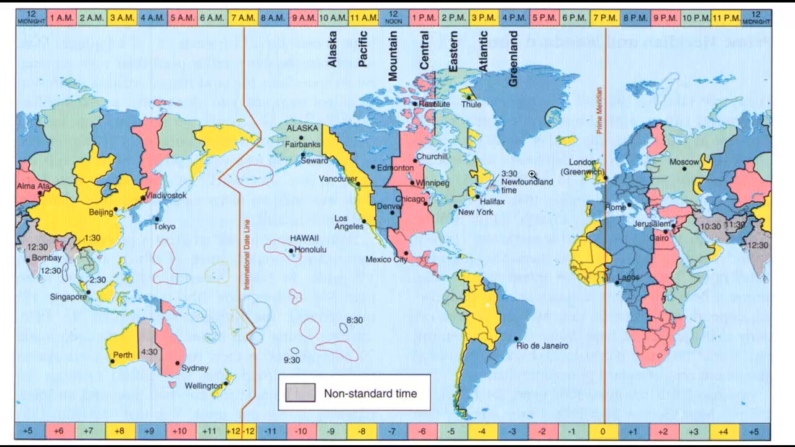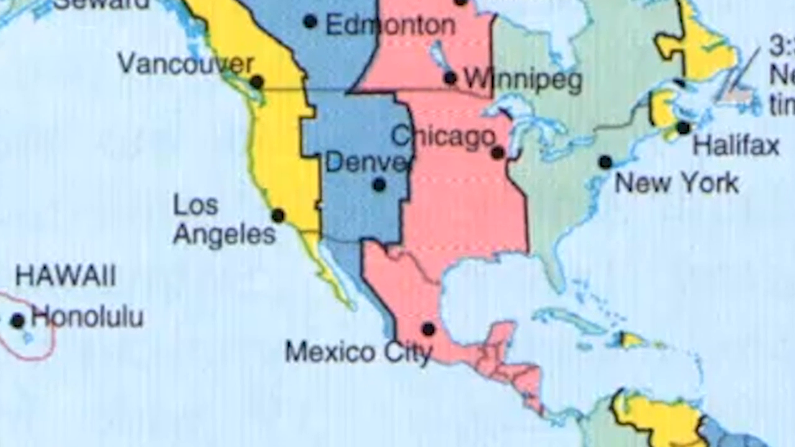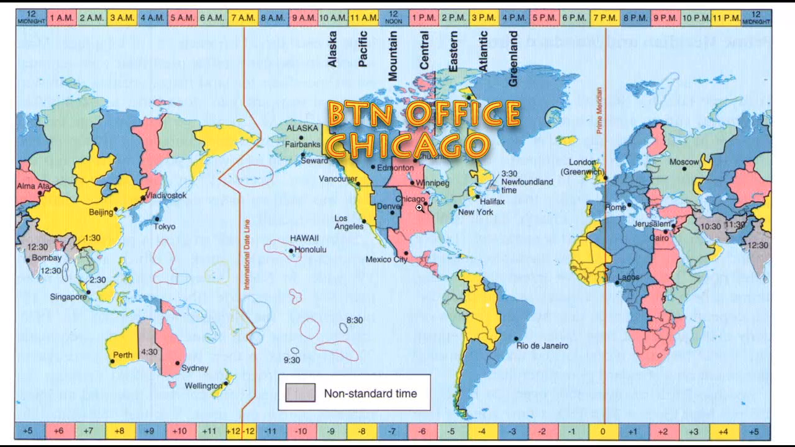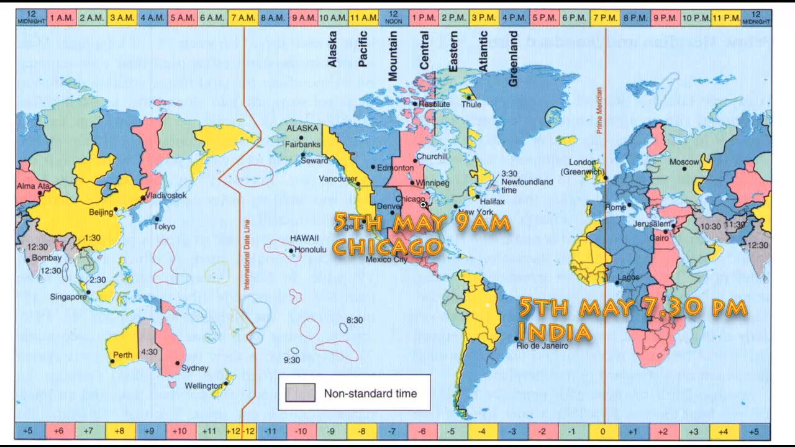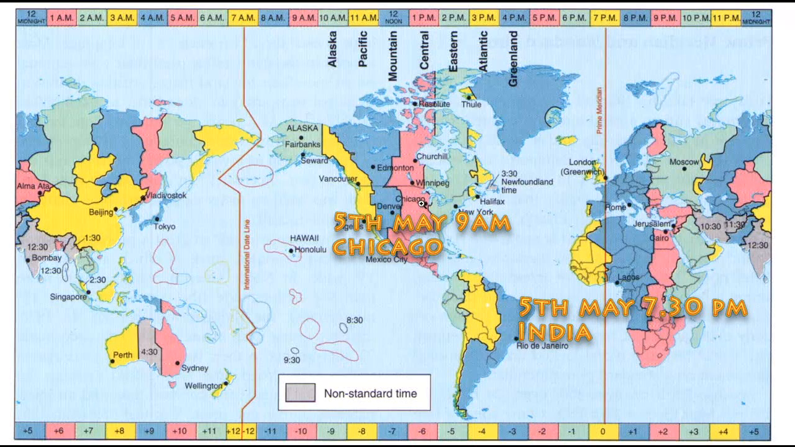Now, if you look at this map, let's say Chicago is in the pink zone, which is Central Time Zone. Chicago also happens to be our headquarters. Now, when it is 9 a.m. in the morning, 5th May in Chicago, it is already 7:30 p.m. 5th May in India. So basically, India is ahead of Chicago by 10 and a half hours. That's why when it is 9 a.m. in Chicago in the morning, it is already 7:30 p.m. the same day in the evening in India.